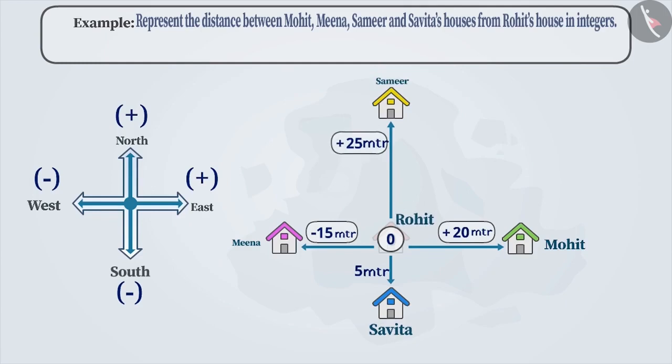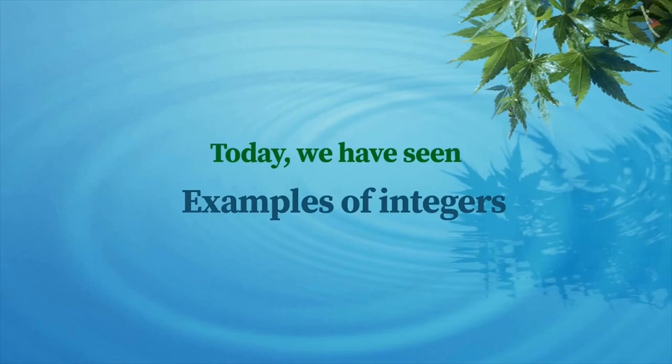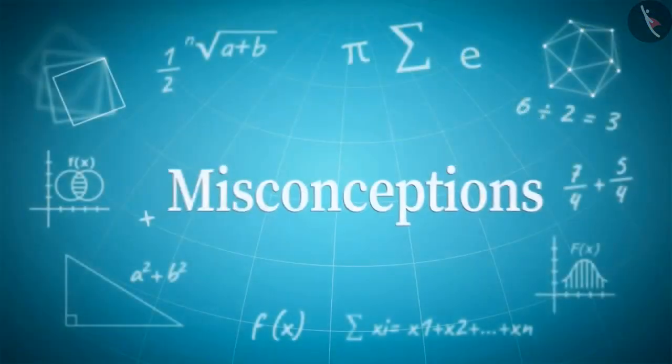Can you find the distance from Rohit's house to Savita's house? Any ideas? Since the distance towards the south is represented by a negative sign, the distance from Rohit's house to Savita's house is minus 5 meters. Today, we have seen examples of integers. In the next video, we will see some misconceptions and common mistakes related to integers.